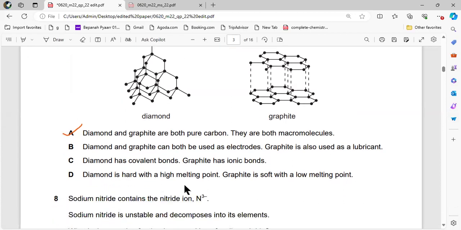Diamond is hard with a high melting point. Graphite is soft with a low melting point. Again, the first half is correct here, but in the second half, graphite is soft, but still it has a high melting point. So again, that is wrong. That is why option A is correct.